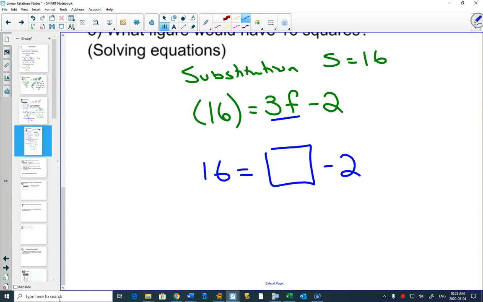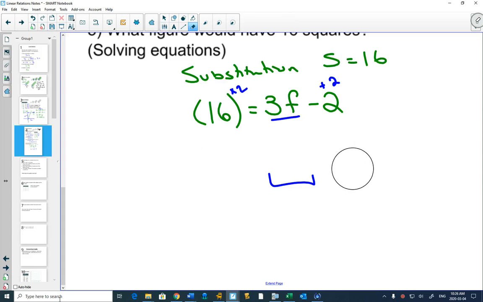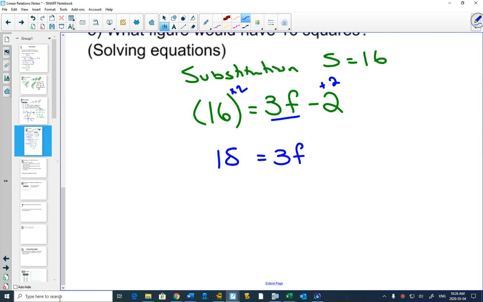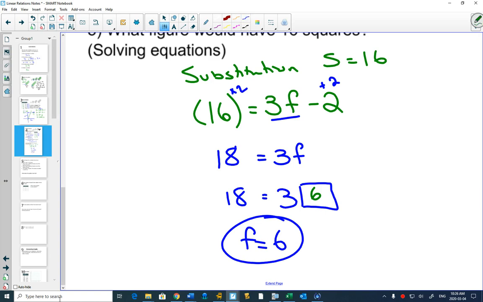One of the things you might have learned in grade 8 is that if this equation is equal, you could add 2 to this side and add 2 to this side, making the 3F by itself, and 16 plus 2 is 18. Then this question is really asking 3 times something equals 18. What's the something? 6. The something is 6. So we can say that F is equal to figure 6.